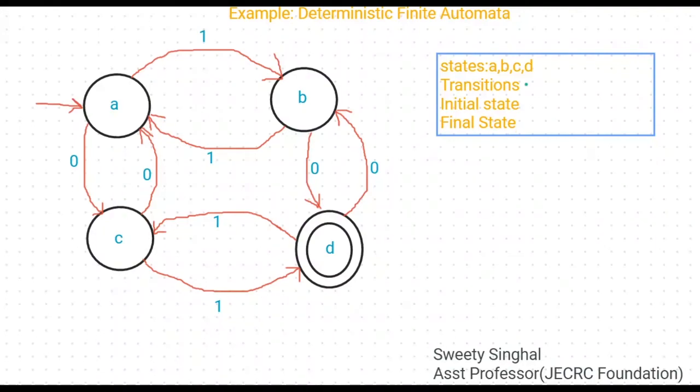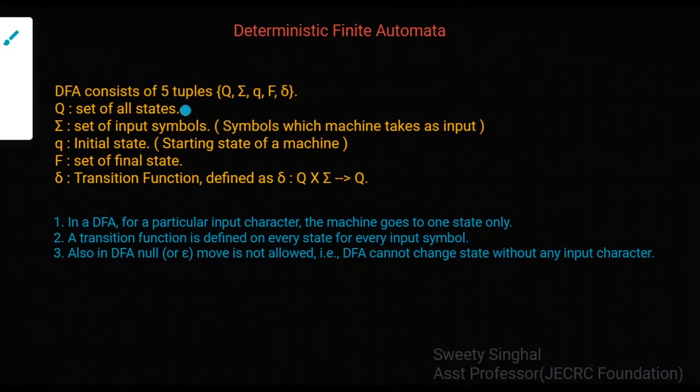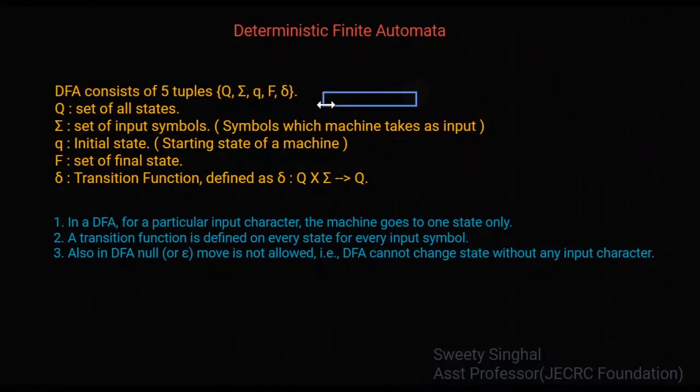Okay, move to our previous slide. Now you can understand all these tuples. Q represents the set of all states. If I take this example as a reference to explain the tuples, what will be our set of all states? Let me write here. The states will be A, B, C and D. This will be the set of all states for this particular example.